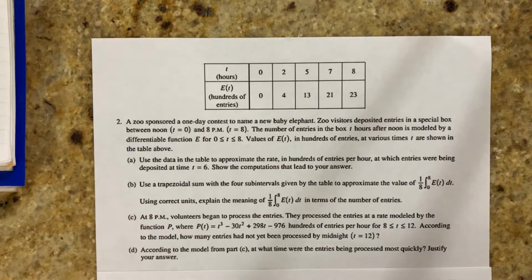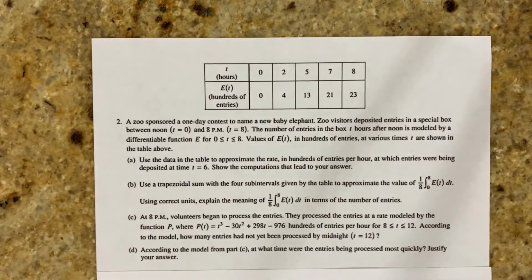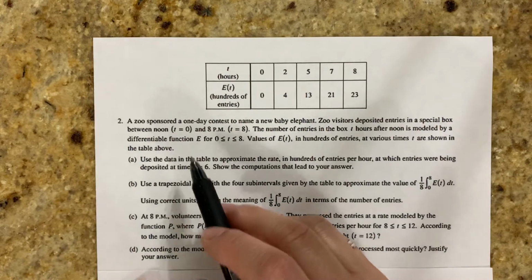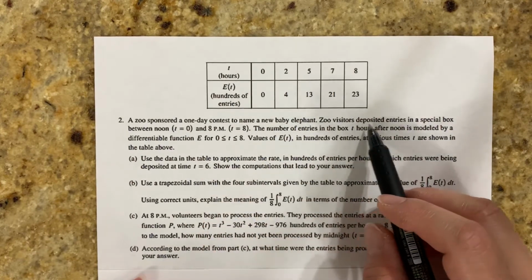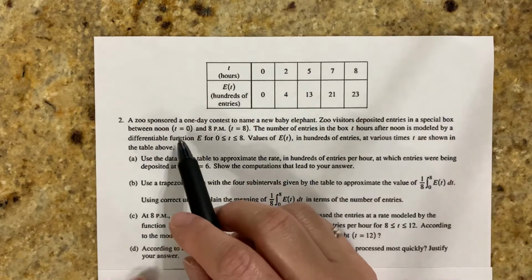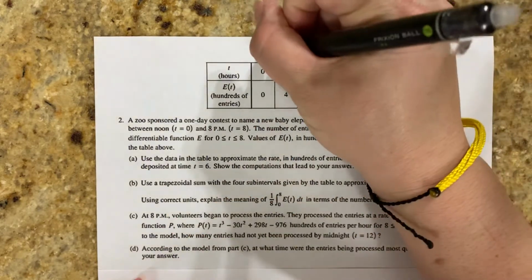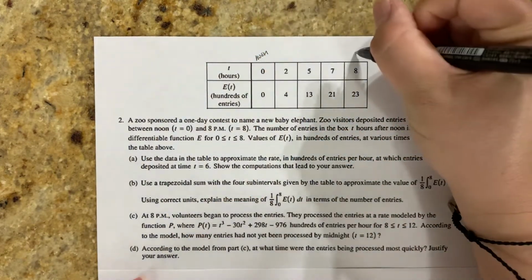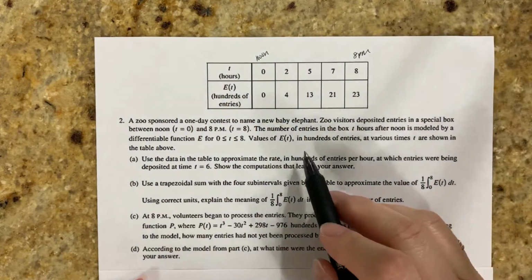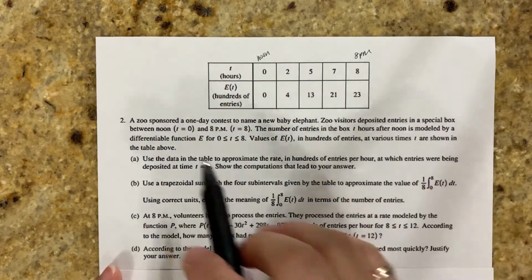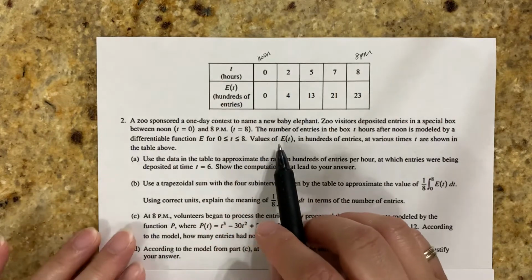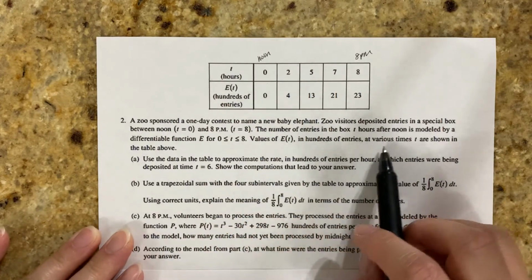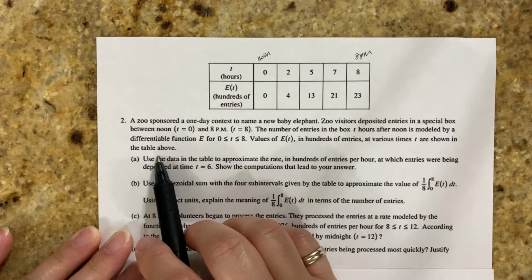This is 2010 FRQ number 2 in the calculator section. A zoo sponsors a one-day contest to name a new baby elephant. Zoo visitors deposit entries in a special box between noon, t equals 0, and 8 p.m. The number of entries in the box after noon is modeled by a differentiable function E for t between 0 and 8.